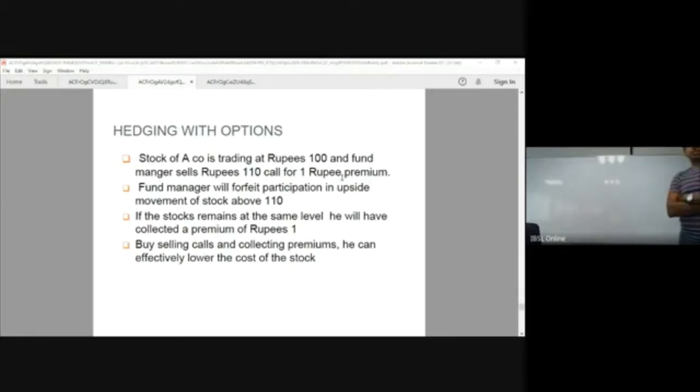The stock of A is trading at 100 rupees and the fund manager sells 110 rupee calls for a 1 rupee premium. The fund manager will forfeit the participation in upside movement of stocks above 110. Why is that? Because this share is trading at 100 rupees, and he's selling out of the money call options and collecting a 1 rupee premium, right? So now this share is worth 100 rupees and he's collecting a 1 rupee premium. That means his cost will reduce by 1 rupee. Actual cost will then be 99 rupees and not 100.